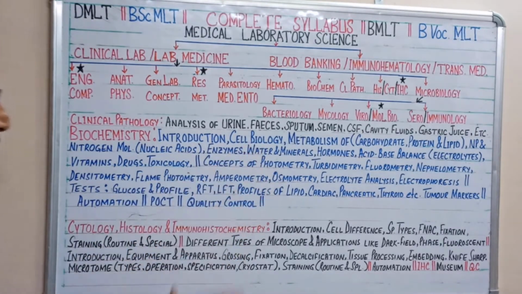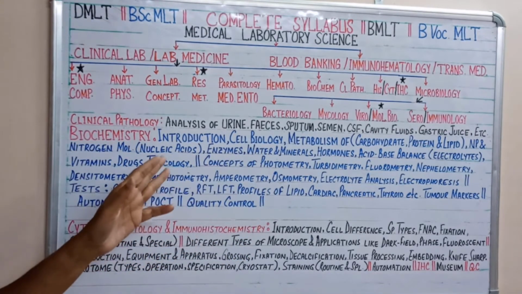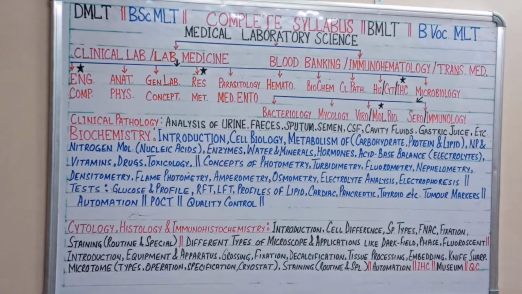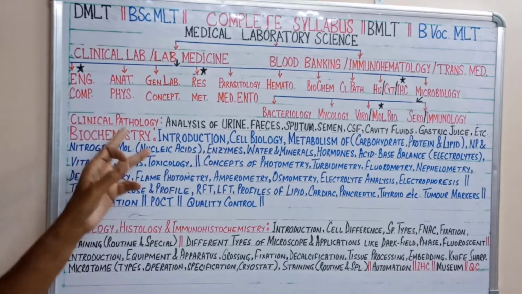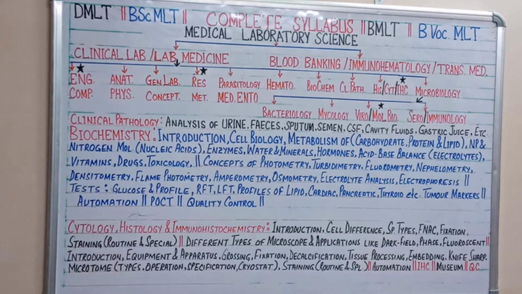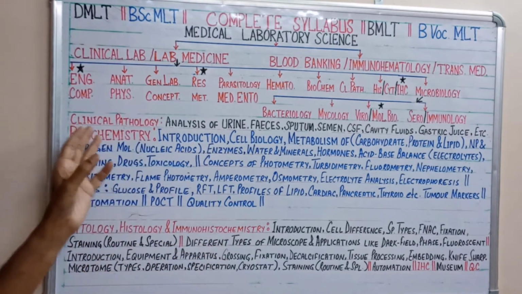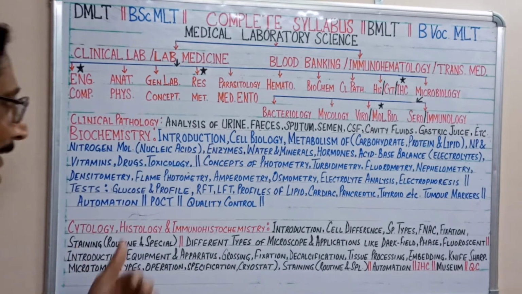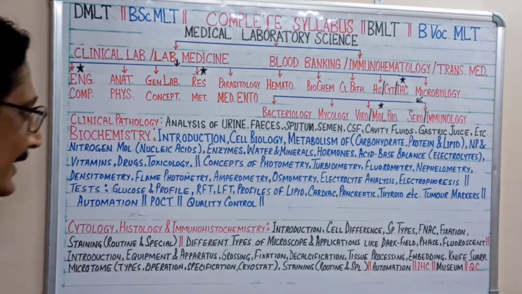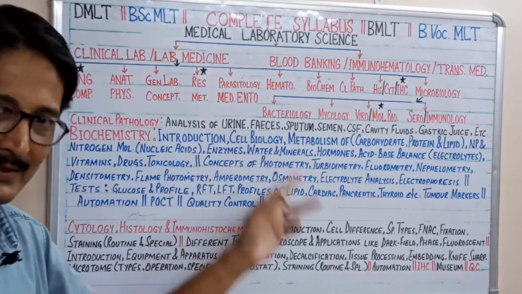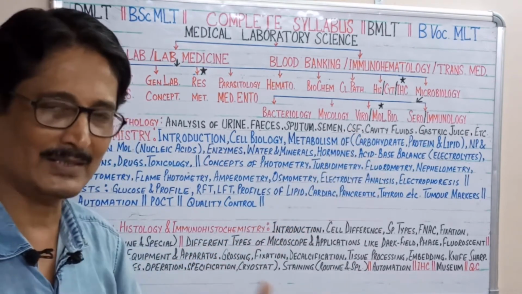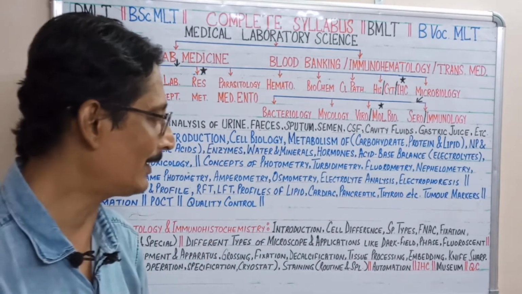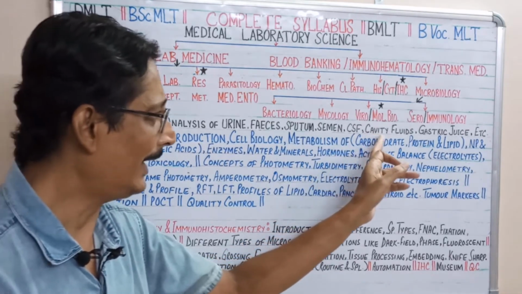In this chapter we are going to study from clinical pathology. You should not mix up the clinical pathology lab with clinical laboratory. Here the clinical laboratory is the whole, and the clinical pathology lab is a section of the clinical laboratory. In the clinical pathology lab, we generally analyze our excretory products, mainly urine, feces, that means stool, sputum, semen, CSF, that means cerebrospinal fluid, that is in our backbone, and the cavity fluids.